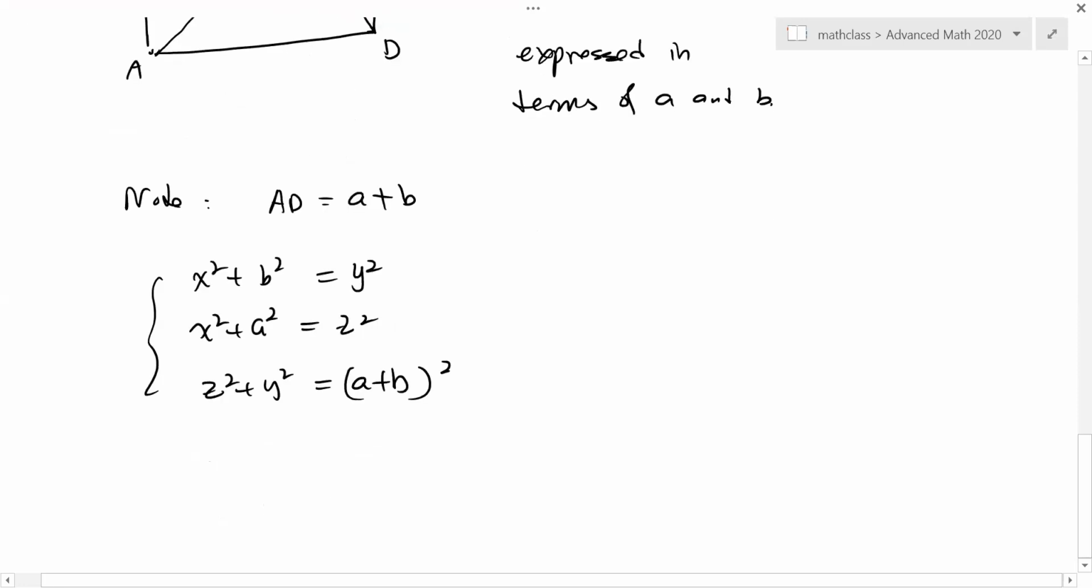You have 3 variables, 3 equations. But all you need is just the equation for X, right? So you add these 2 together. What you get is X squared plus B squared plus X squared plus A squared, which is going to be Y squared plus Z squared, which is going to be (A plus B) squared.